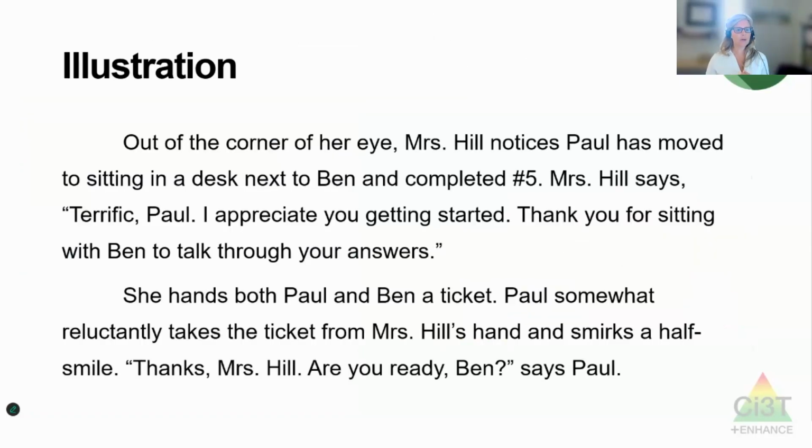Let's see how Paul handles it. So out of the corner of her eye, Mrs. Hill notices Paul has moved to sitting in a desk next to Ben and completed number 5. Yay! Inside. Okay, Mrs. Hill says, terrific, Paul. I appreciate you getting started. Thank you for sitting with Ben to talk through your answers. She hands both Paul and Ben a ticket. Paul somewhat reluctantly takes a ticket from Mrs. Hill and smirks a half smile. Thanks, Mrs. Hill. Are you ready, Ben?